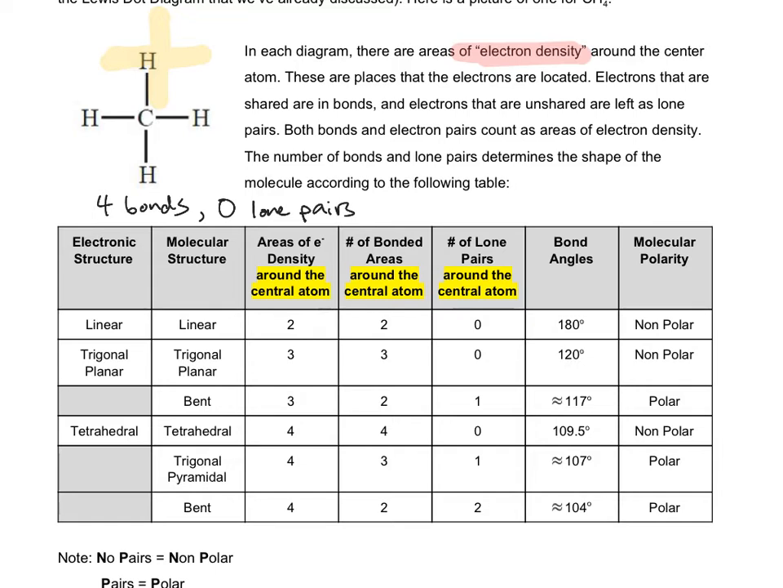And we can just go find that on the chart. Starting with number of bonded areas, that is 4, which we find right there. And there's 0 lone pairs right there. So this shape, which is in this column right here, is a tetrahedral molecule. And that is about as simple as it gets. You just count the number of bonds, count the number of lone pairs on the central atom, and you find it on the chart. Look at the shape.